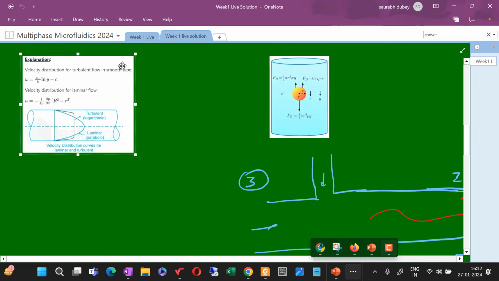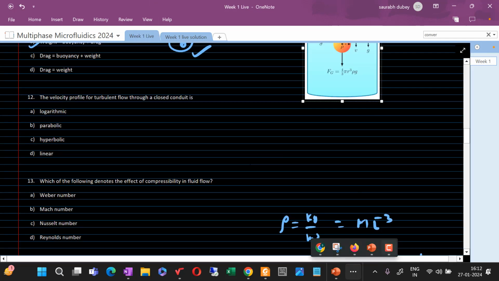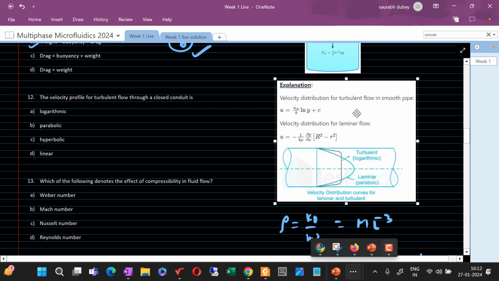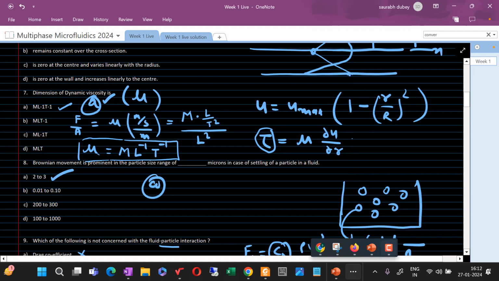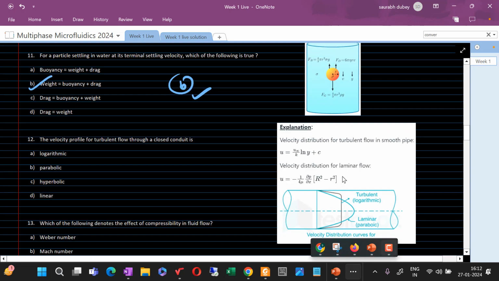So this particular thing, if you take r common, then you will get this particular expression, u max times (1 minus r square by R square). That's for laminar flow.